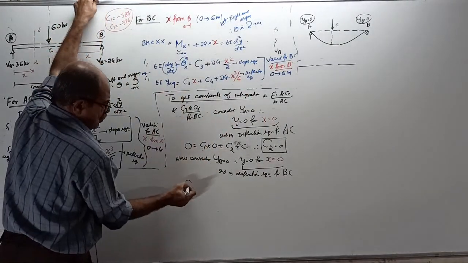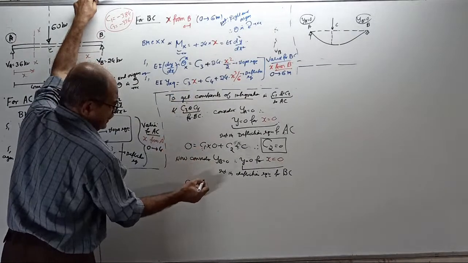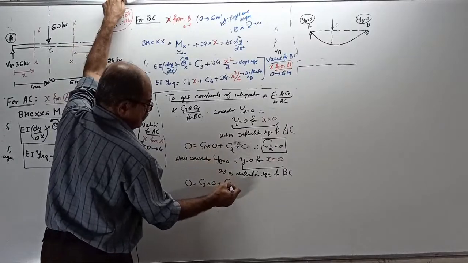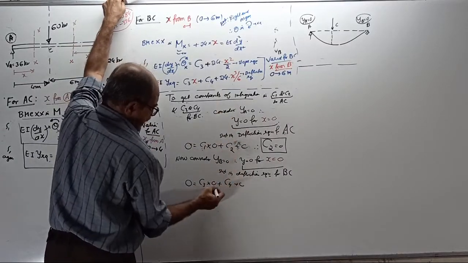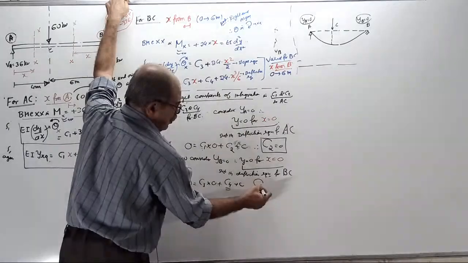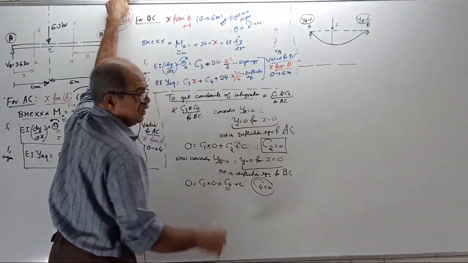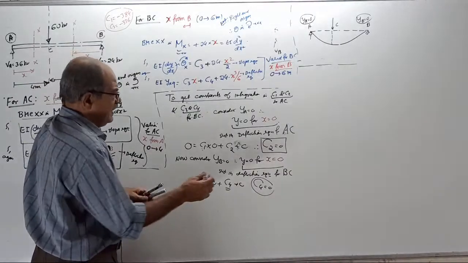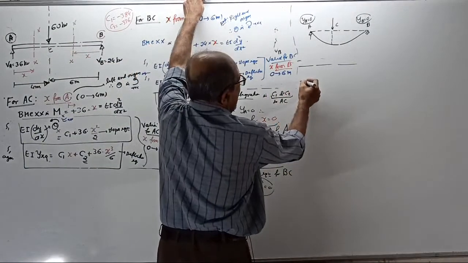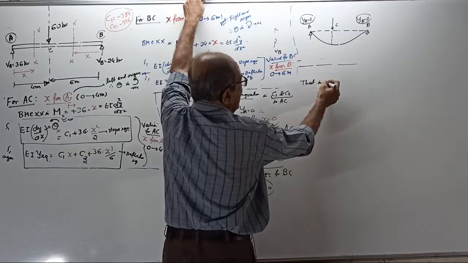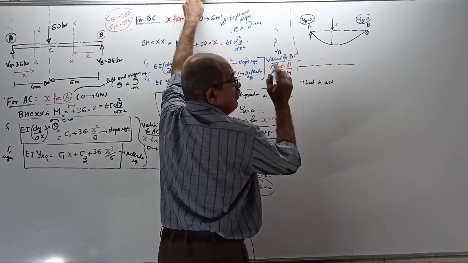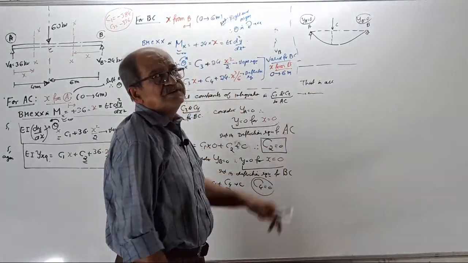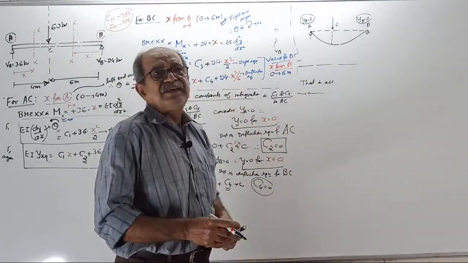0 equal to C3 into 0 plus C4, then plus 0. Therefore, your C4 equal to 0. So I told you C3, C4, 0. Now write. That's all we get. That's all what? Conditions, or boundary conditions, we know. You write there.